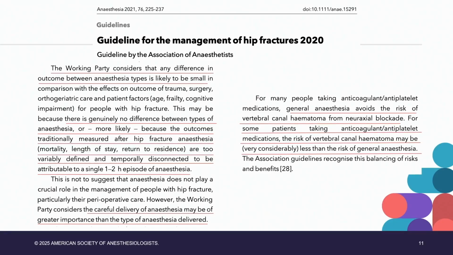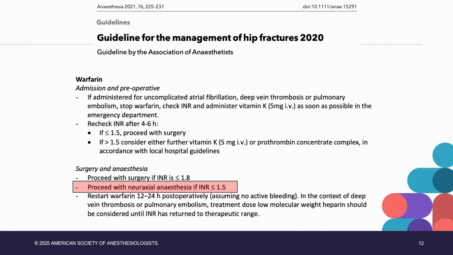I think the key point here is that last part: for some patients taking anticoagulant or antiplatelet medications, the risk of vertebral canal hematoma may be considerably less than the risk of general anesthesia. So you really have to balance that, looking at your patient and their comorbidities and the risk of general anesthesia. They go on to say in their guidelines to proceed with neuraxial anesthesia if the INR is less than or equal to 1.5, which is their cutoff, and we'll review what ASRA says here as well.